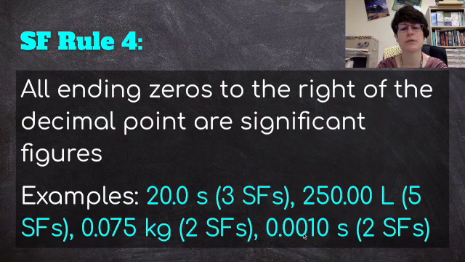Also, 0.0010 seconds. This one counts because it happens after another significant figure, after a decimal. But these three zeros do not count because they are simply placeholders. So this number has two significant figures.